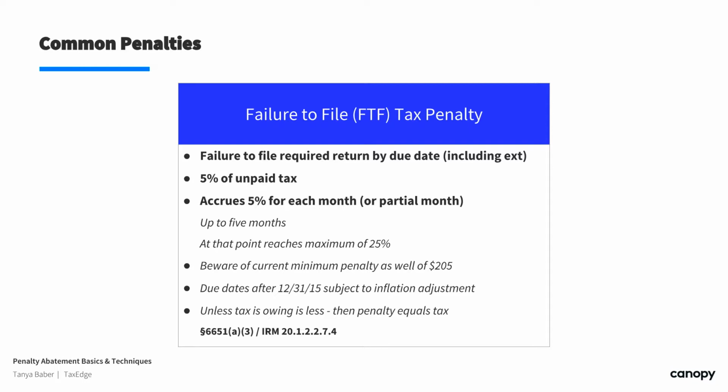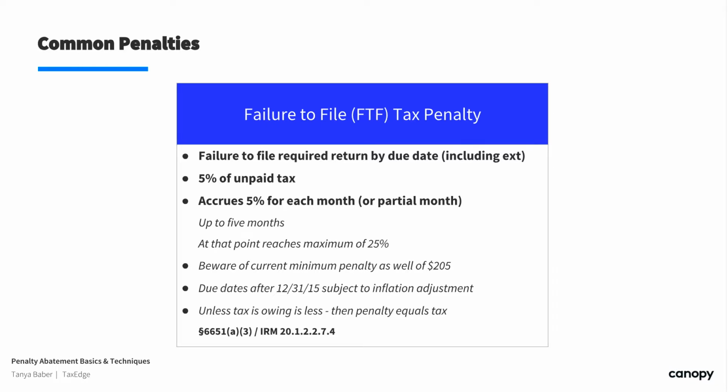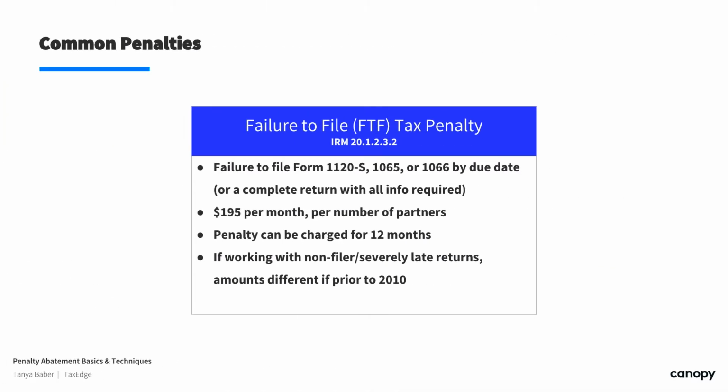In addition to that, there could be one for companies. Companies have a little different type of failure to file penalty. They don't file their corporation form, their partnership form, or any of these forms by the due date, or complete information. So let's say they file a return but they're missing information, it'll be considered not filed on time, unfortunately. That one is based on a rate per month. It's $195 per month per number of partners.